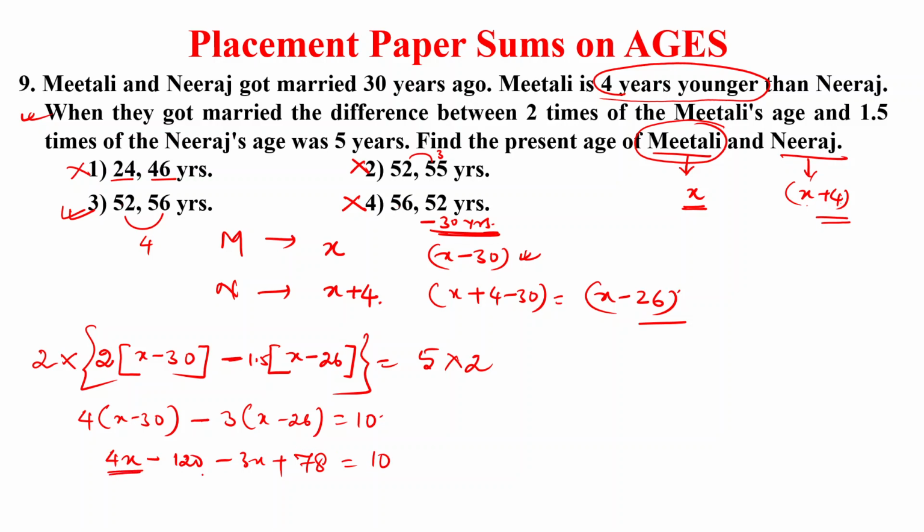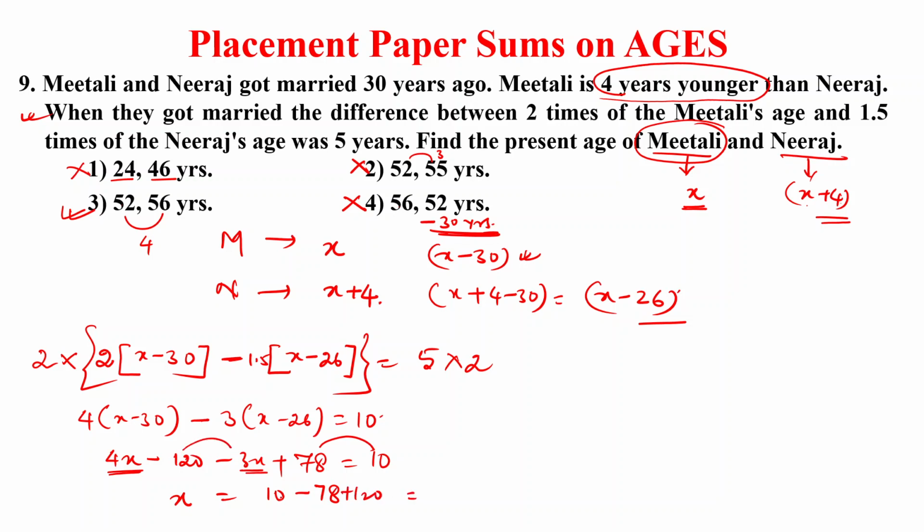What you will get? 4x minus 3x is nothing but x, and this is minus and this is plus, my dear friend. So what we will do is, directly x is equal to, on the right hand side we have 10, this goes, so becomes minus 78, and this goes that side, this is minus, so becomes plus.